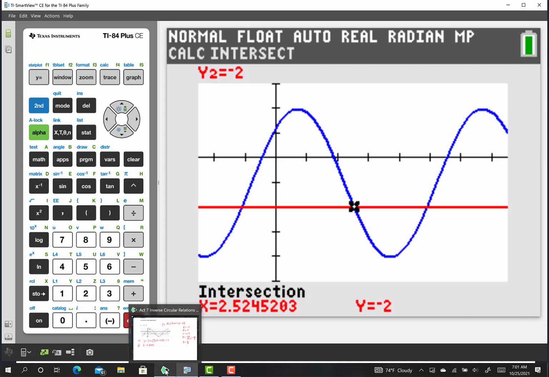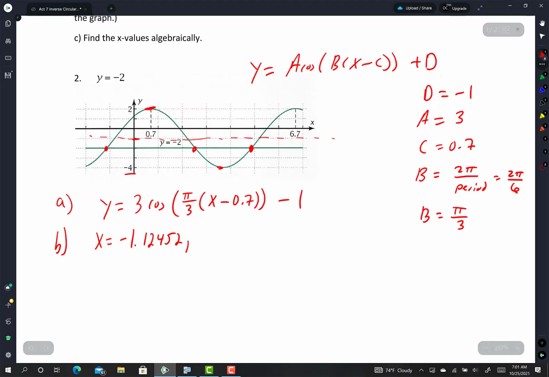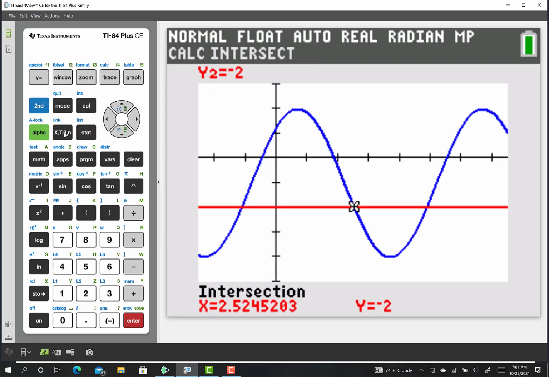2.5245. And then I need one more. I need this third one over here.